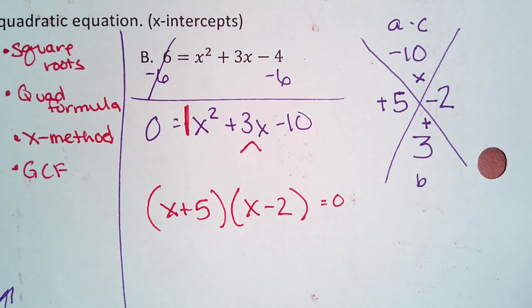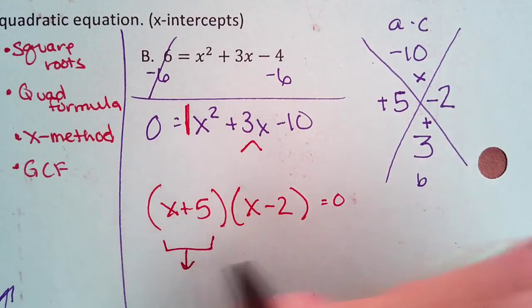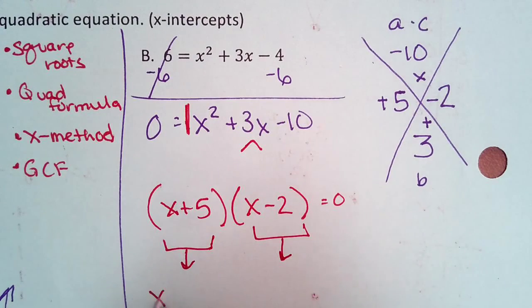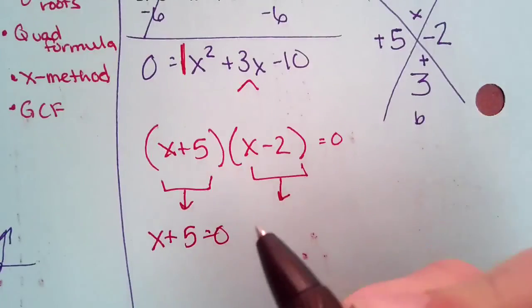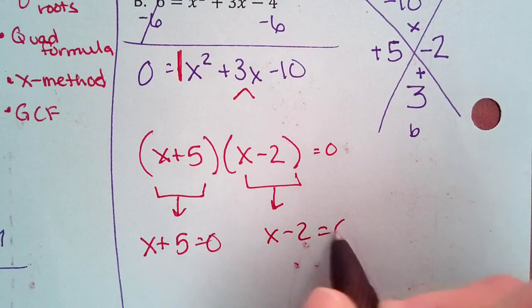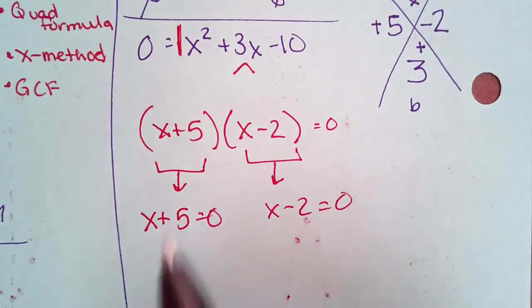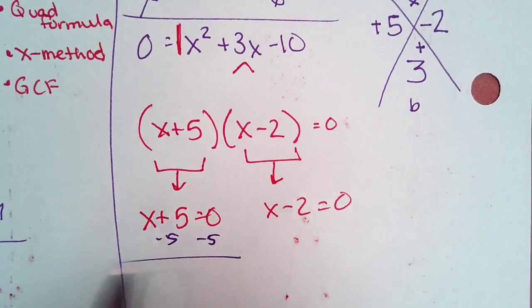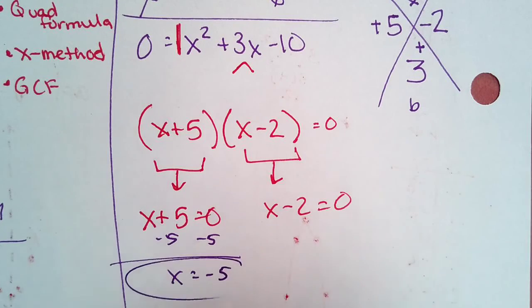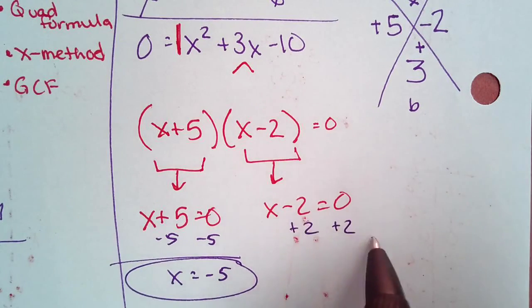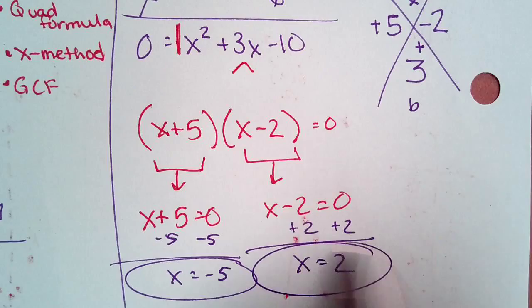If I said factor, you'd be done. However, I said solve. So we're going to take each of these, set them equal to 0. X plus 5 equals 0, x minus 2 equals 0. And solve. Subtract 5. X equals negative 5. Add 2. X equals positive 2.